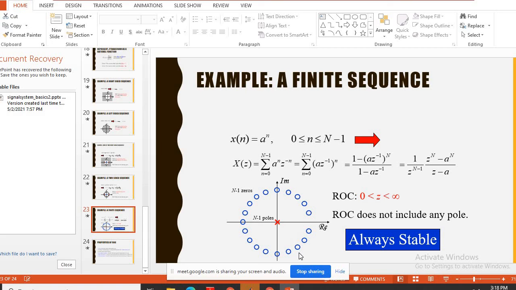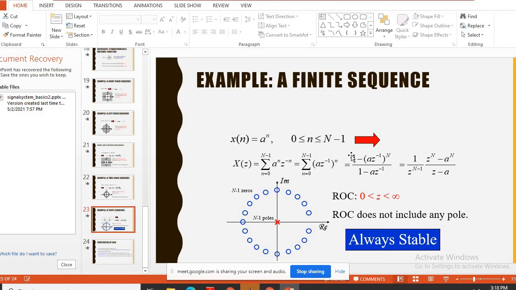One more you can see here. These are the ROC, 0 to n minus 1. Earlier example we considered it as infinity, but it may not necessarily always be infinity. Some finite number may be there. So that is 0 to n minus 1.